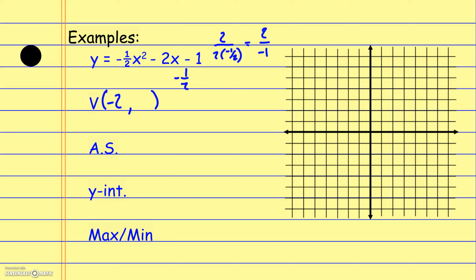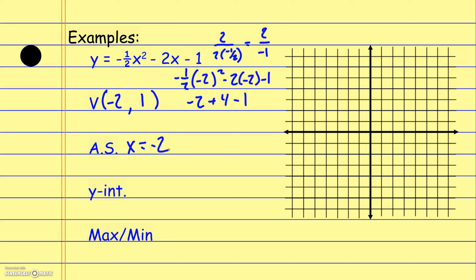So I do the -1/2 times the -2 squared, minus 2 times the -2, minus 1. And now I simplify -2 squared as a positive 4, times the -1/2 is a -2. And then I have a plus 4 here and a minus 1. And so what that gives me is a positive 1 when it's all said and done, when I add those together. And now the axis of symmetry is x equals the x value from the vertex.